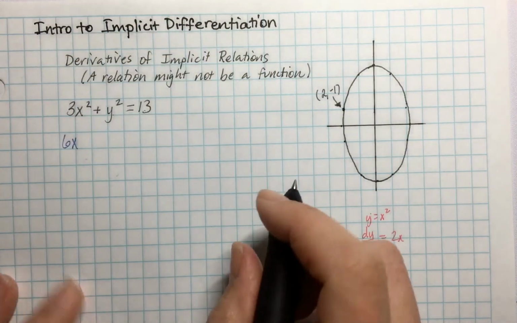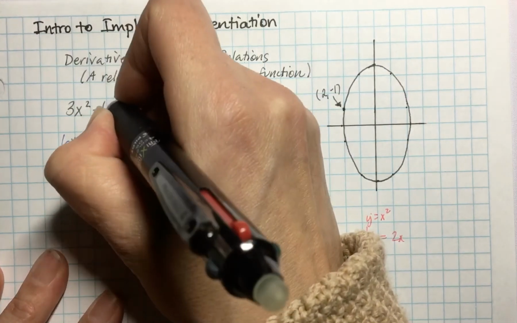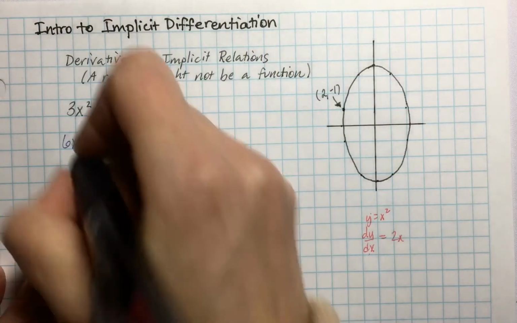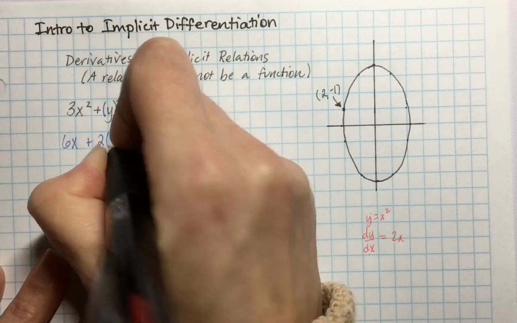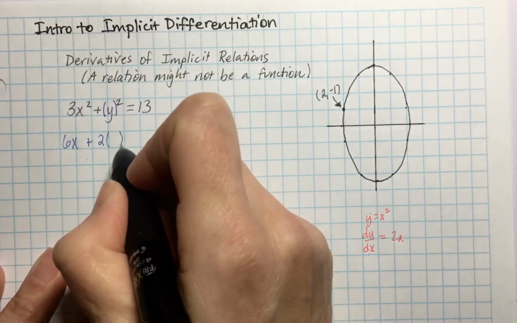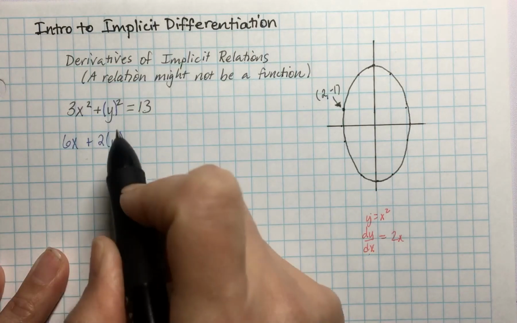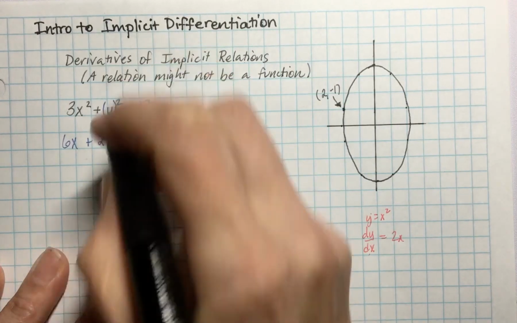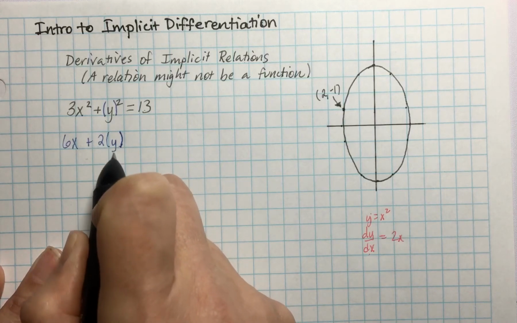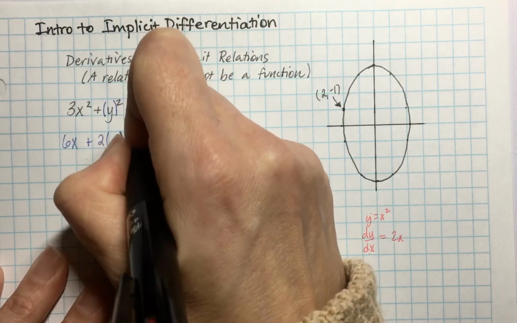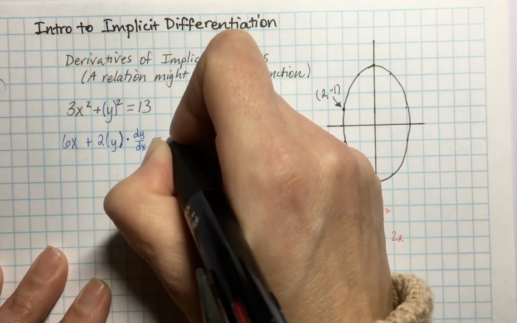Now, here's where we have to stop and think. You might just be like, oh, it's 2y. Well, I'm going to throw this in parentheses. Okay, chain rule, right? Chain rule says derivative of the outside. That's the 2, and then chain rule also says keep the inside the same. So I have 2y. Now here's the tricky bit. Not really tricky, you just have to remember it and follow the chain rule. So I just did derivative of the outside while keeping the inside the same, times the derivative of the inside. The derivative of the inside is dy dx. And then equals derivative of 13, which is 0.